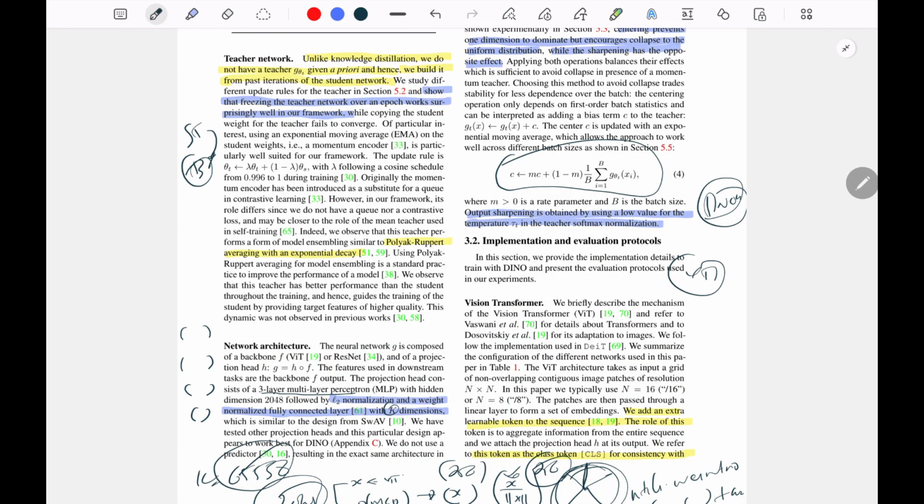They also have another thing, like in the teacher network, they freeze the teacher network over one epoch. They say that it works well.